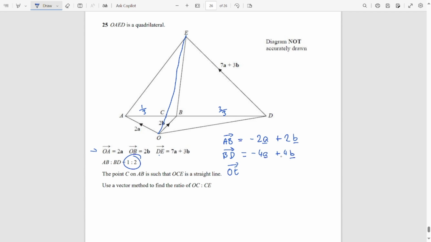And then OE we can get by taking a route along here, and then up there. That's the route we're doing. So this is going to be 2b plus BD, and BD is minus 4a plus 4b.